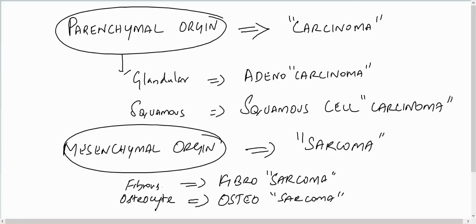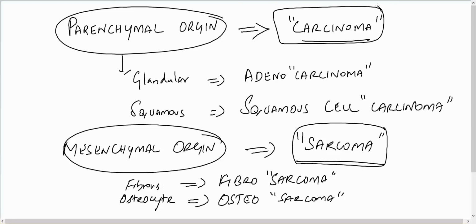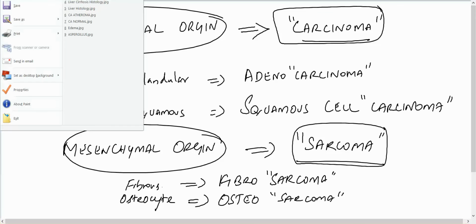So these are the basic terminologies of the cancerous tumor. If it is of parenchymal origin, in the end we put carcinoma. If it is of mesenchymal origin, in the end we put sarcoma. So don't get confused, the whole word is the suffix. So this is about the terminologies of the malignant tumors. Now let us discuss certain basic definitions about neoplasia.